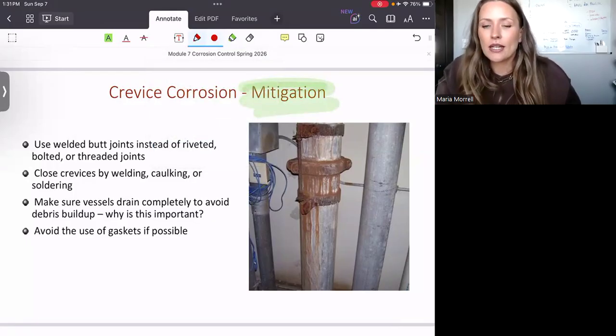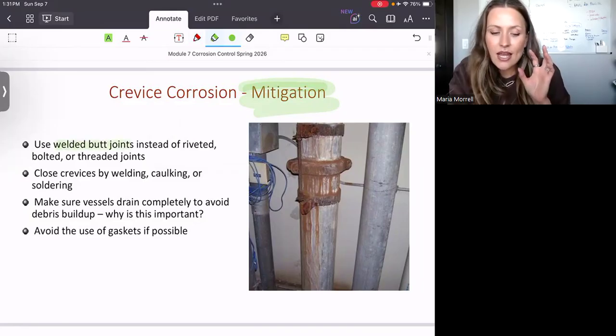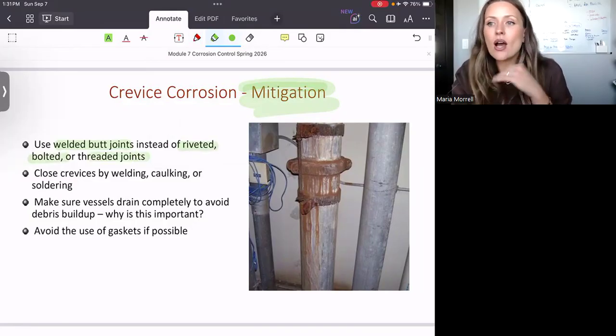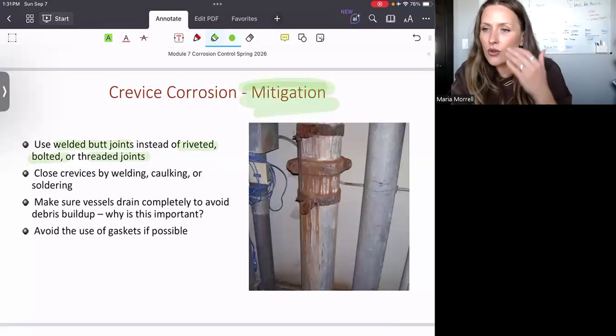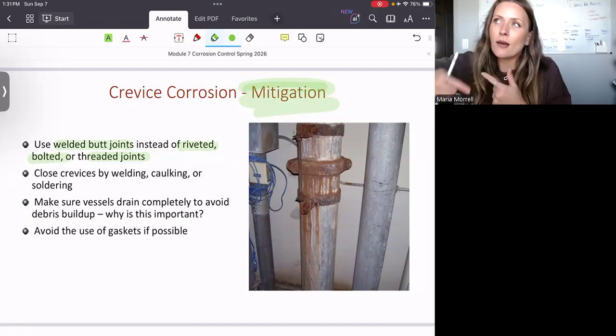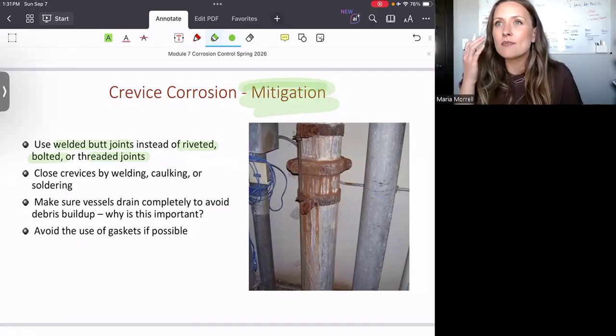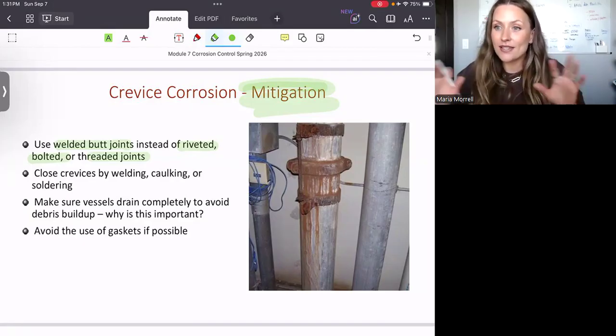Usually it's very straightforward. Now, how do I mitigate it? Well, you need to use welded butt joints instead of riveted, bolted, or threaded joints. However, if you have to go with riveted, bolted, or threaded joints, it's any structure that has space there. And I want you to think of the fact that the space that for us looks like closed space, for oxygen and water, those guys are tiny. For them, it's a mansion to exist, right? This is what you have to be aware of.